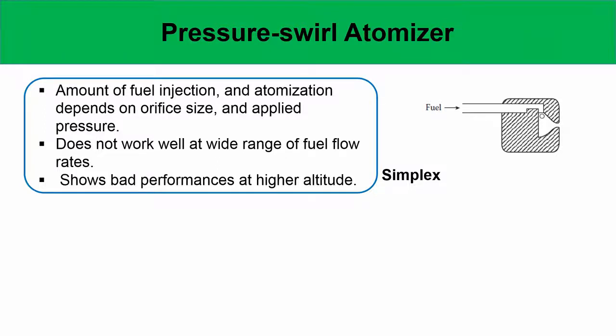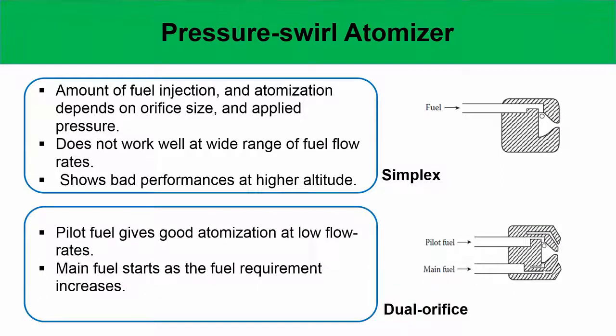Okay. So, here of course, the amount of fuel injection and the atomization depends on the orifice size, but on the other hand you need a certain mass flow rate also. So, you cannot have a very small orifice, because then you need an immense pressure drop, an immense upstream pressure, to push through the small orifice. So, this design does not work well for a wide range of fuel flow rates, and as such it shows bad performance at higher altitudes.